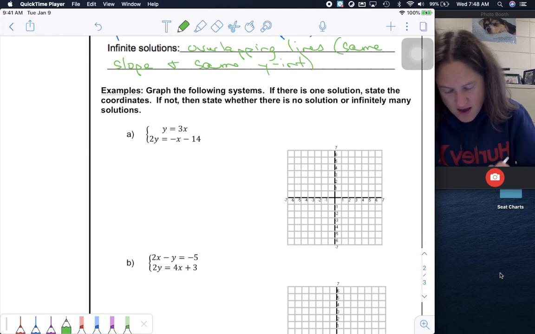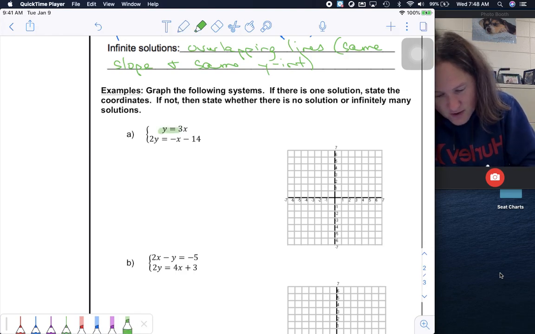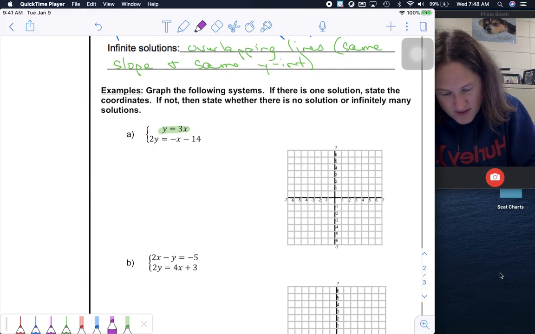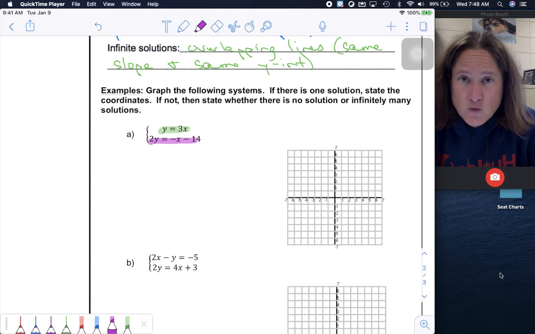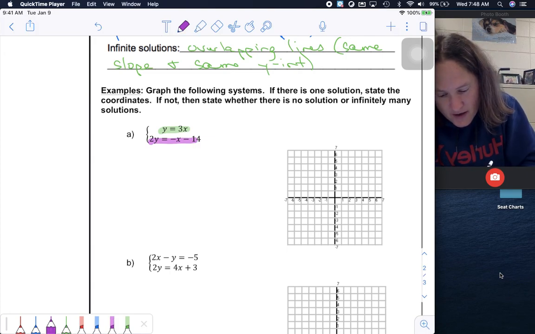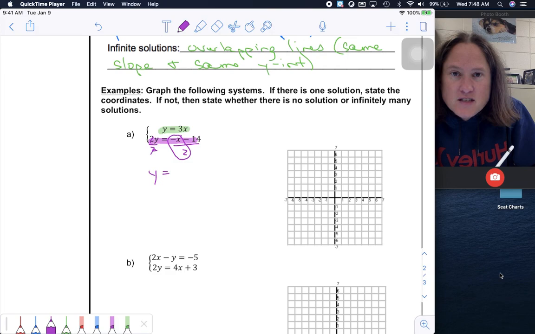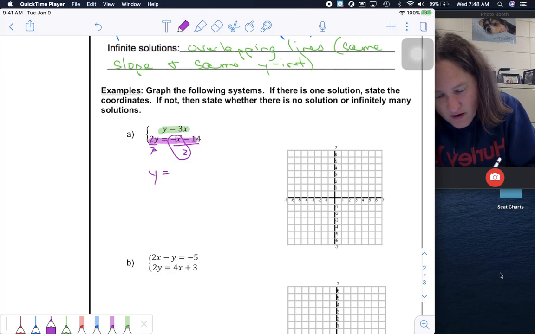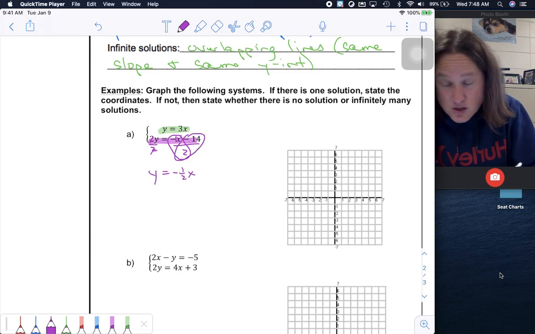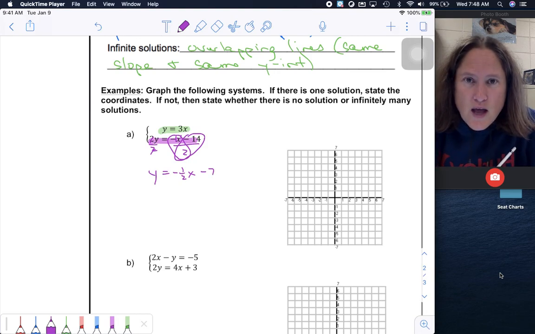If I'm graphing A, I have two lines. I have the first line, which is y equals 3x, and then I have the second line, 2y equals negative x minus 14. First thing you have to do is get these equations solved for y. The first one's already solved for y, but the second one, I have to divide both sides by 2. So this ends up being y equals, remember we need to take both parts, negative x divided by 2. Remember you have that imaginary 1 there, so that's negative 1/2 x. And then when I divide negative 14 by 2, I get negative 7. So there's my new line that I'm going to graph.